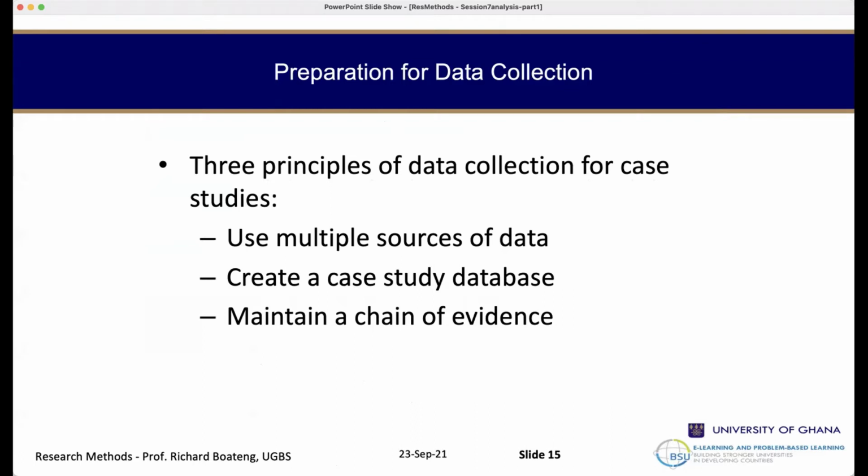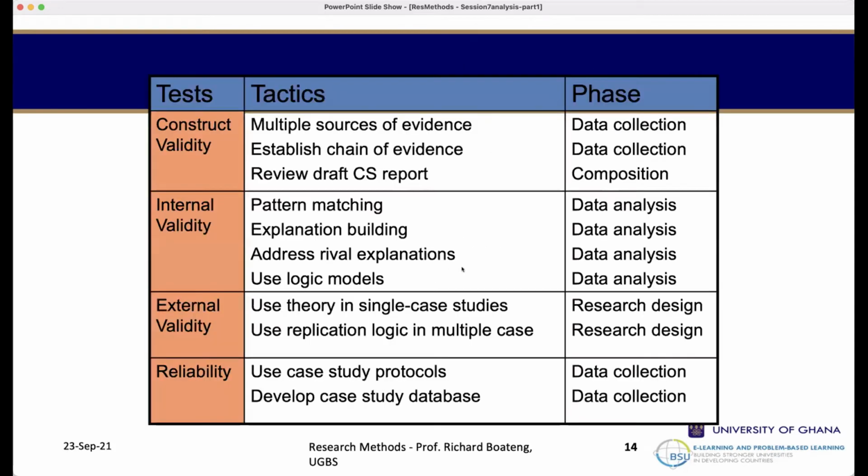Okay. So one thing is that, as we saw in the previous slide, because we want to achieve all 3 forms of validity and reliability, it's important that we use multiple sources of data, create a case study database, and maintain a chain of evidence. These 3 things matter. The chain of evidence is for what? It is for internal validity. Creating a case study database is good for reliability. It's also good for construct validity. And then using multiple sources of data is for what? Construct validity and then internal validity.